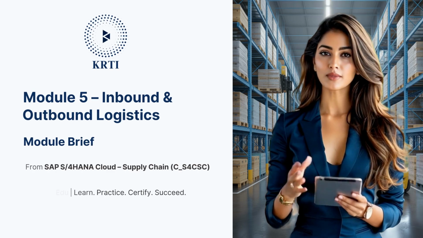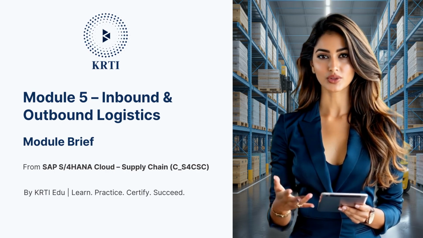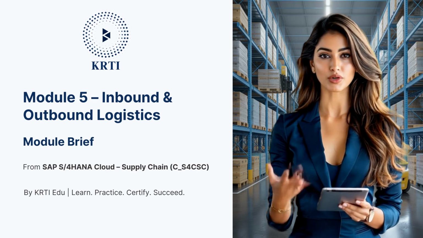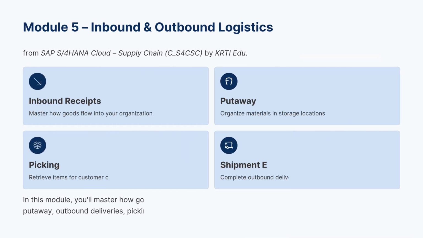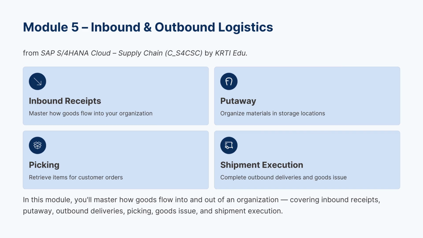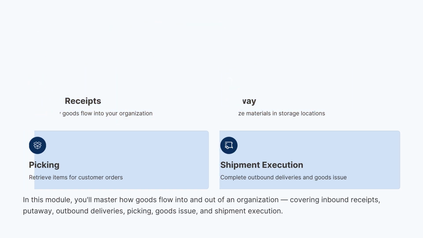Welcome to Module 5, Inbound and Outbound Logistics from SAP S/4HANA Cloud Supply Chain CS4CSC by KRTI. In this module, we'll explore the critical processes that move goods through your organization, covering inbound receipts, putaway, outbound deliveries, picking, goods issue, and shipment execution. These operations connect your procurement, warehouse, and customer fulfillment activities into one unified process.